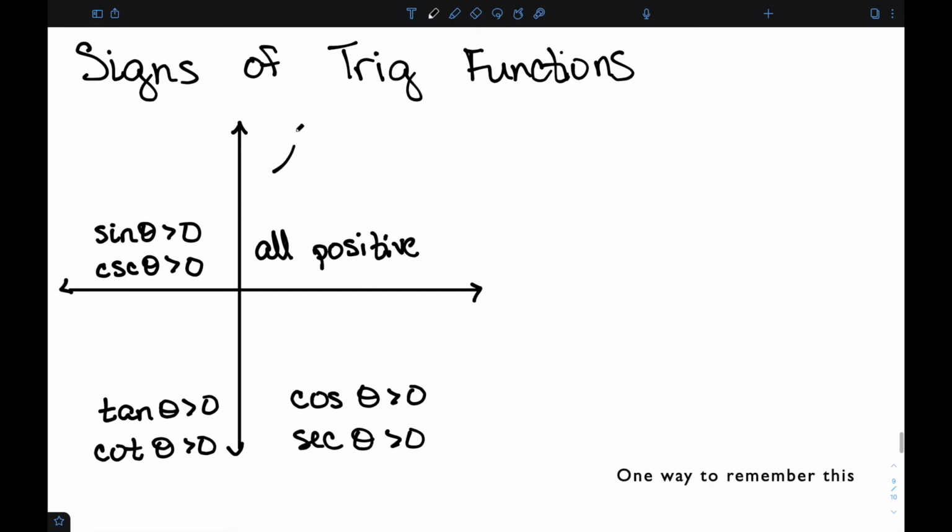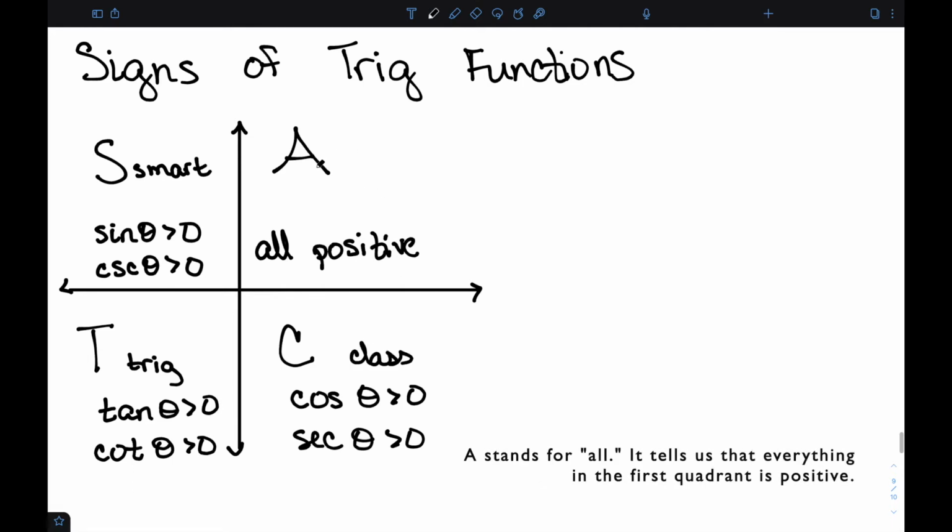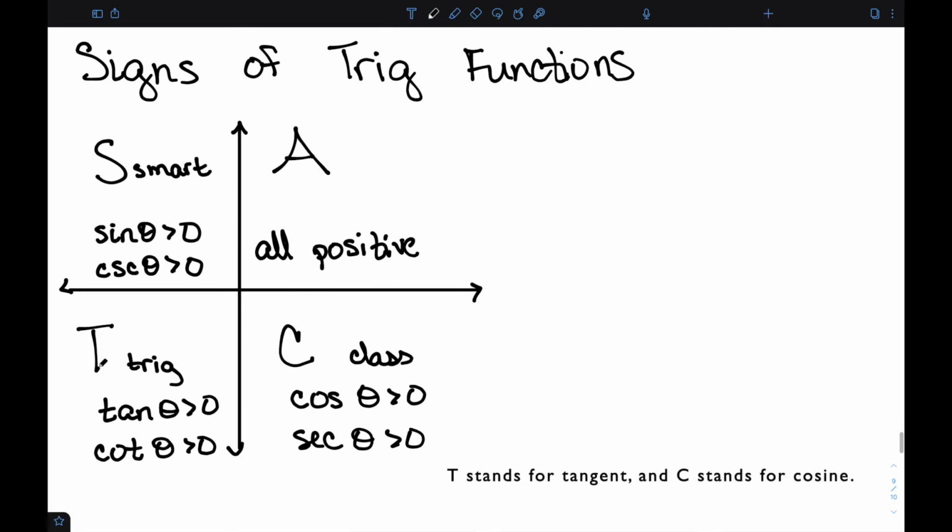One way to remember this is A, S, T, C. You can think of it as "a smart trig class" as an easy way to remember it. A stands for all. It tells us that everything in the first quadrant is positive. S stands for sine. T stands for tangent. And C stands for cosine. So let's look at how to use this.